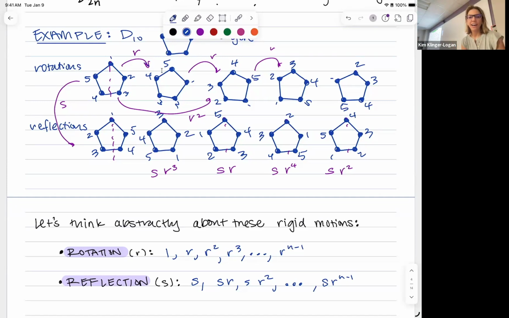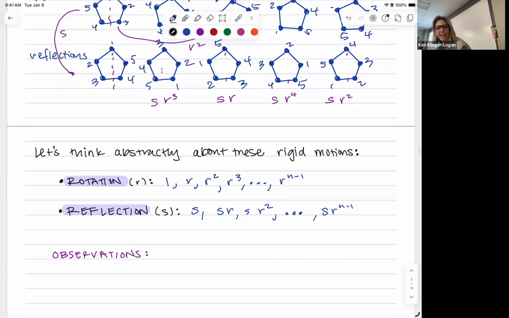Great. So what is my set? My set D2N, if I want to think of listing these objects, well, I have the identity rotation. I have all of these rotations up to R to the n minus 1. And then I also have each of those rotations followed by S. So apply S to the identity rotation, apply S to the rotation R, apply S to R squared, and so on.